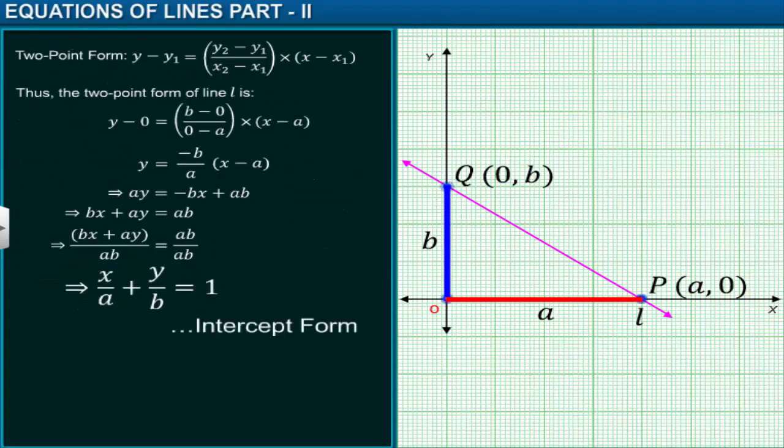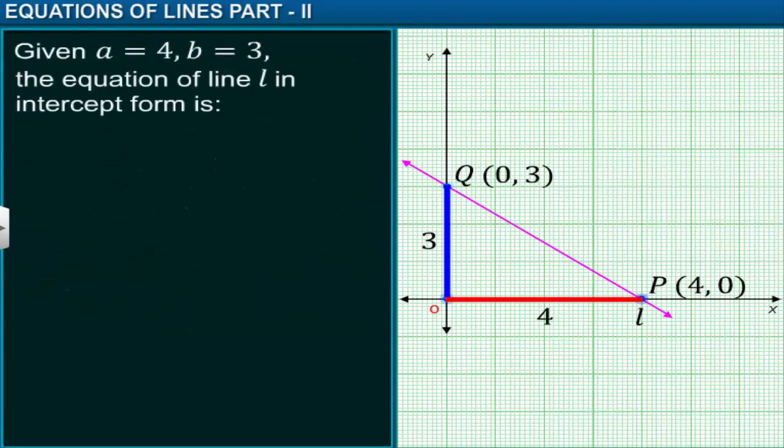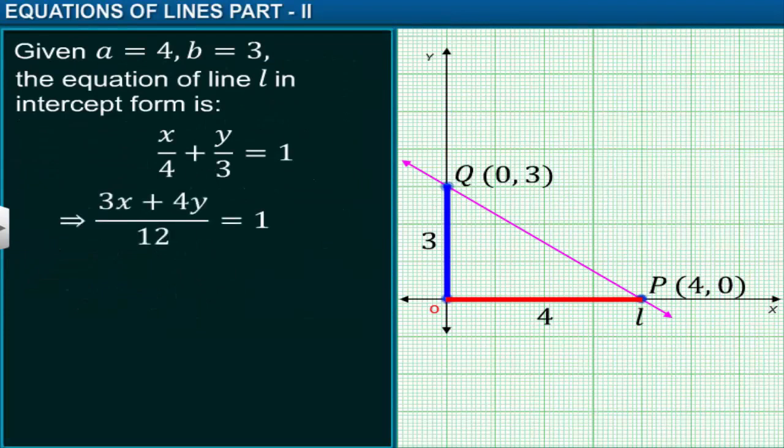For example, let us find the equation of a line L making intercepts 4 and 3 on the x and y axis respectively. Using the intercept form, the required equation of the line is x/4 + y/3 = 1. On simplifying, we get the equation of the line as 3x + 4y - 12 = 0.